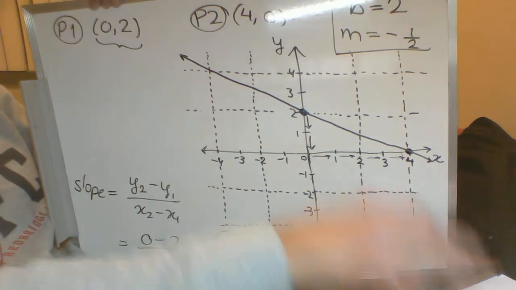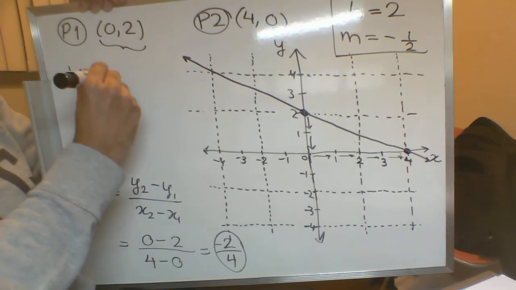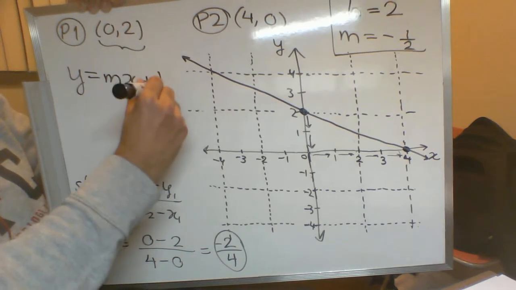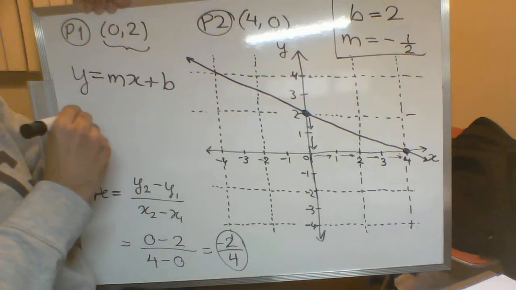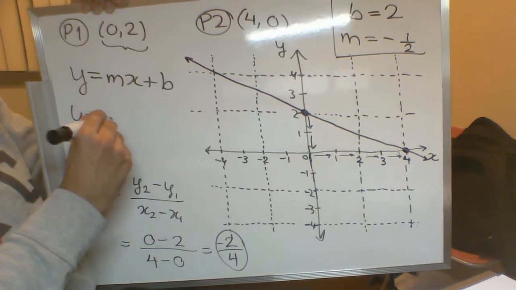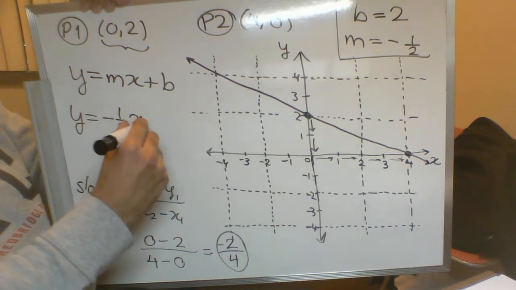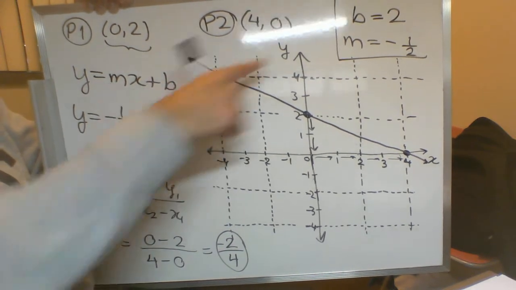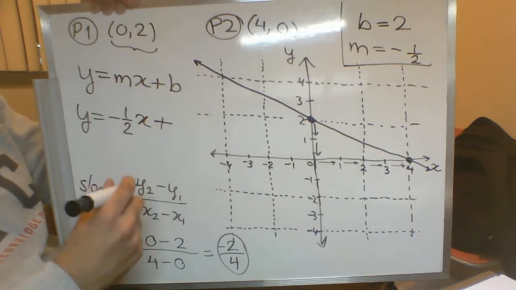Then if we remind ourselves of the equation of a line, we know the equation of a line is y equals mx plus b. We know m is equal to -1/2, so we'll just sub that in. So instead of m, I'm going to write -1/2. The x is going to stay. And then in place of plus b, I'm going to put that 2. Now, since it's a positive 2, I'm going to leave the plus sign there.